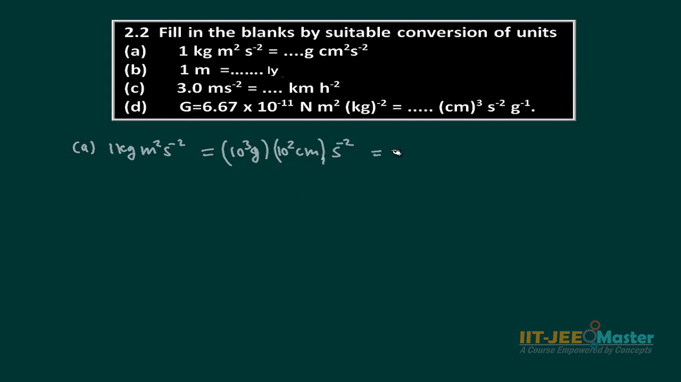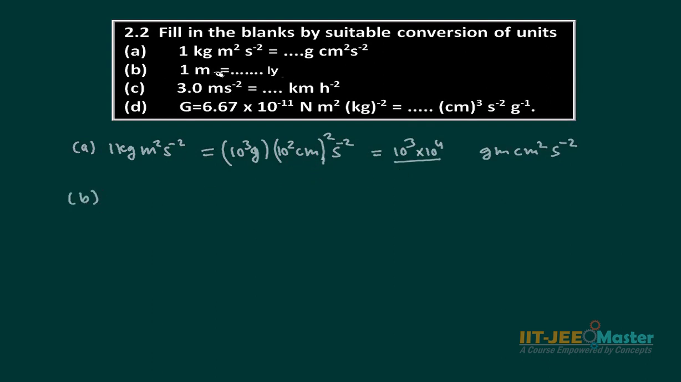gives us 10 to the power 3 gram. Square of this unit is there, so it will be 10 to the power 4 centimeter square and second to the power minus 2 as such. And this is our answer, 10 to the power 7.